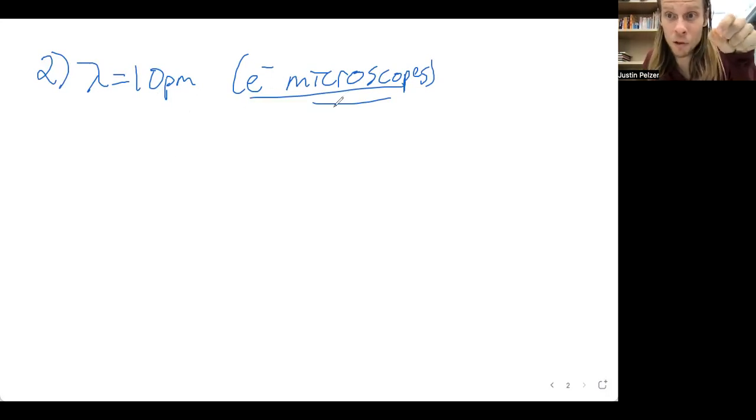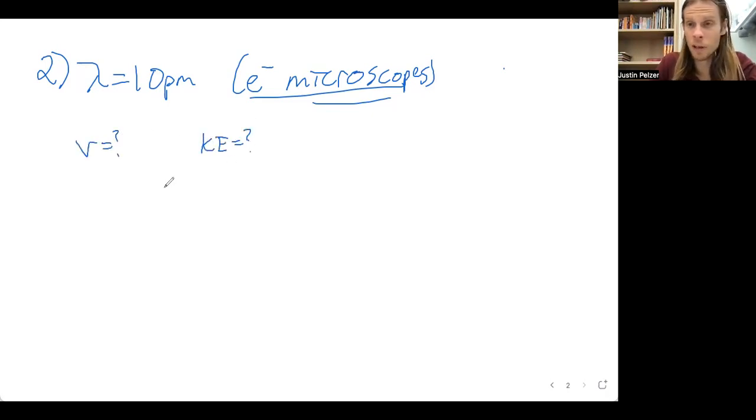So that's why electron microscopes are better than light microscopes, because this would be a gamma ray if it were light. That's not going to work, right? So light microscopes, you get down to 380 nanometers, 500 nanometers, right? Maximum resolution. But for electron microscopes, you can get a little better, right? So the electron microscope, say down to 10 picometers, what is its velocity and what is its energy? The equations will get you there.